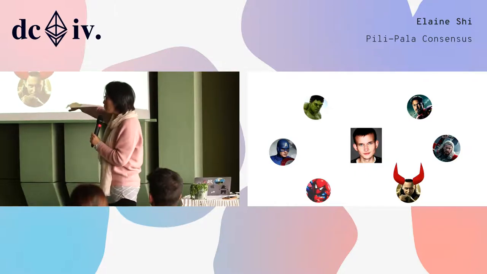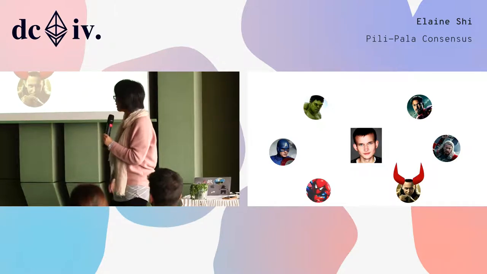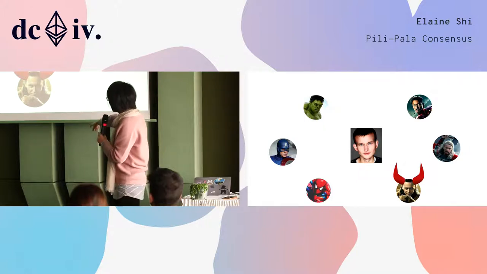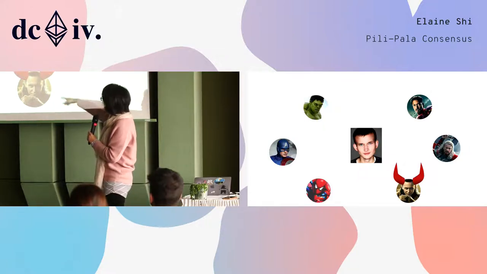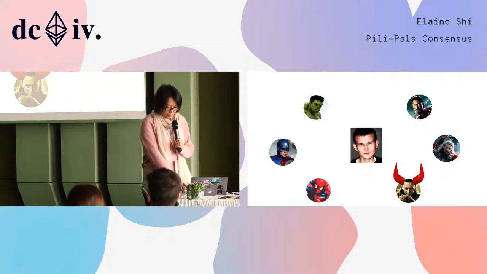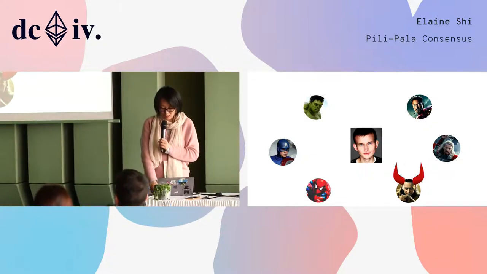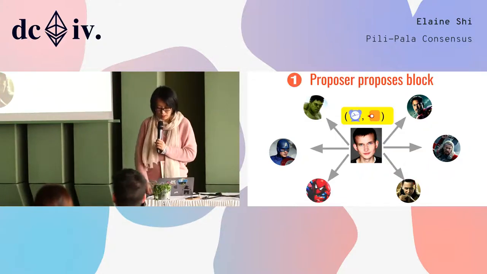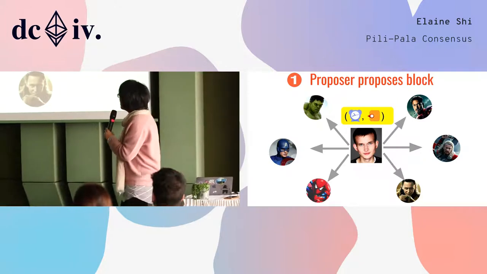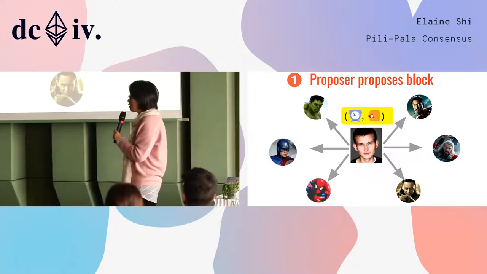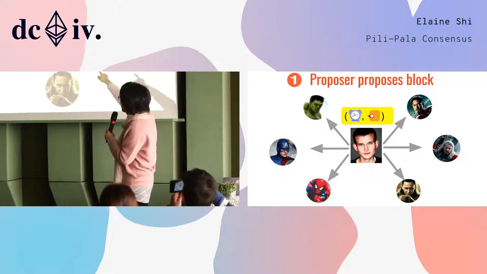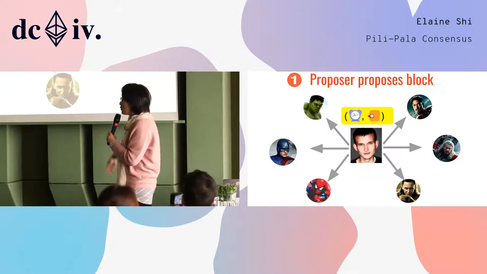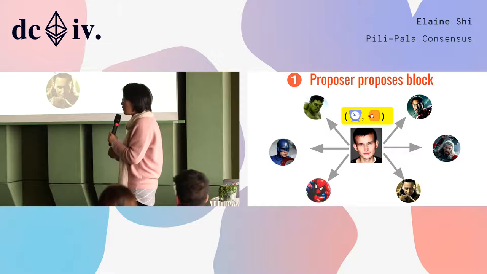Okay, to make it more fun, this is the scenario we are going to work with. Vitalik acts as the proposer and everyone else is a voter. Some of these nodes can be corrupt. Like in this case, Loki is corrupt and the proposer can also be corrupt. So here's how a very natural protocol would work. Step number one, the proposer makes a proposal. The proposal contains a block and the block is tagged with the epoch number, indicating the current epoch.